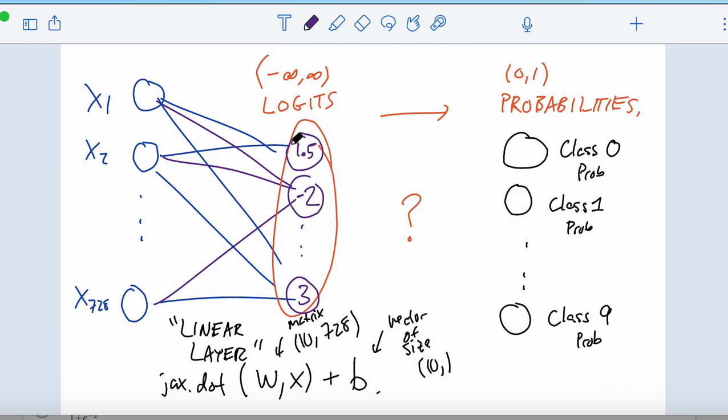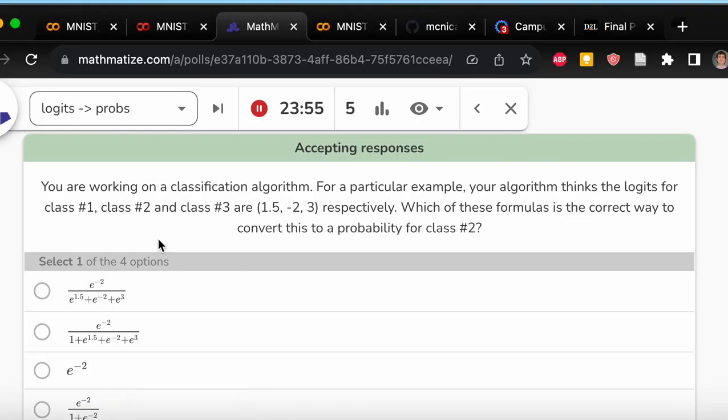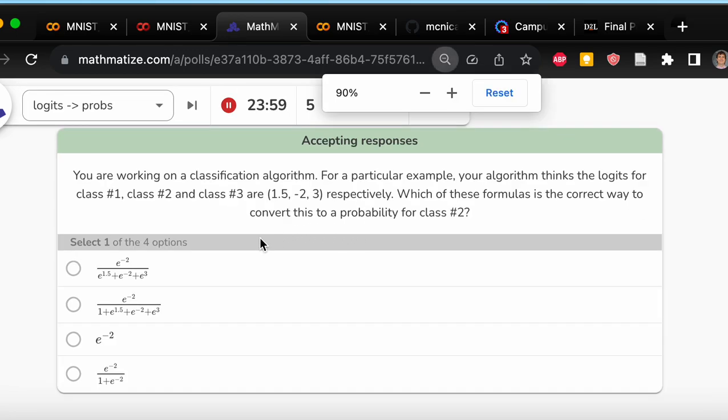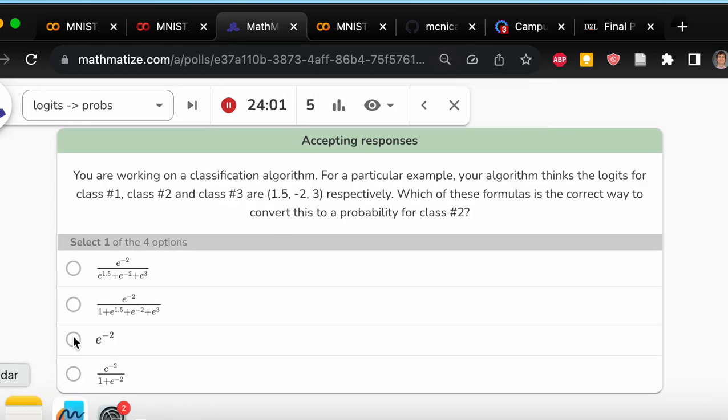And the question is, you have 1.5, -2, and 3, and when you convert them, you're going to have 3 probabilities coming out on the other side. What are the probabilities that are associated with this -2? So how do you convert this vector 1.5, -2, 3 into 3 numbers that add up to 1? Okay, and I gave you a few different options of different ways to do it. And I said, please pick your favorite, pick the best one. And 5 people have answered.